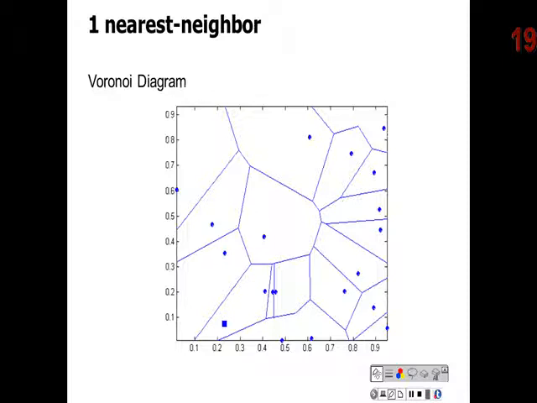It's very popular to map the one nearest neighbor to something called a Voronoi diagram, because it's as if you are putting each data point in its own class.